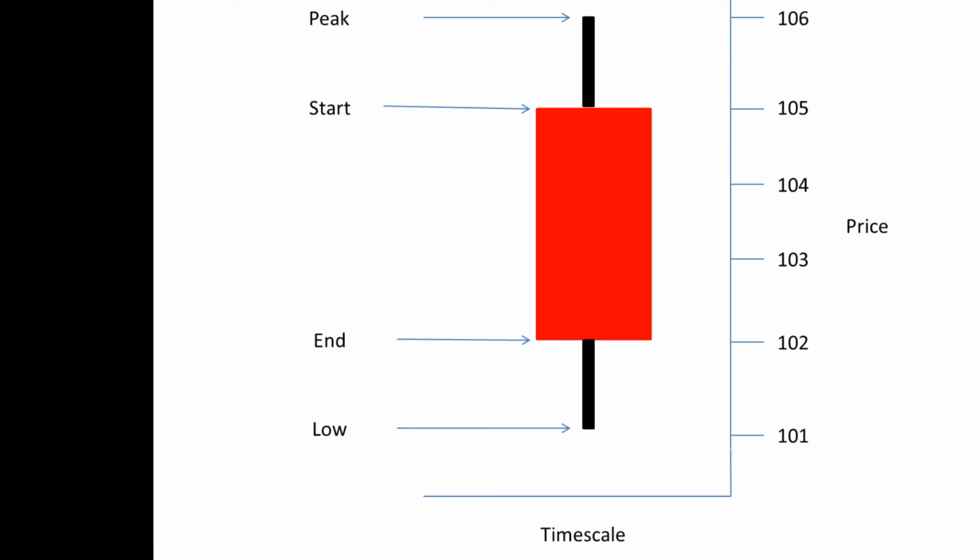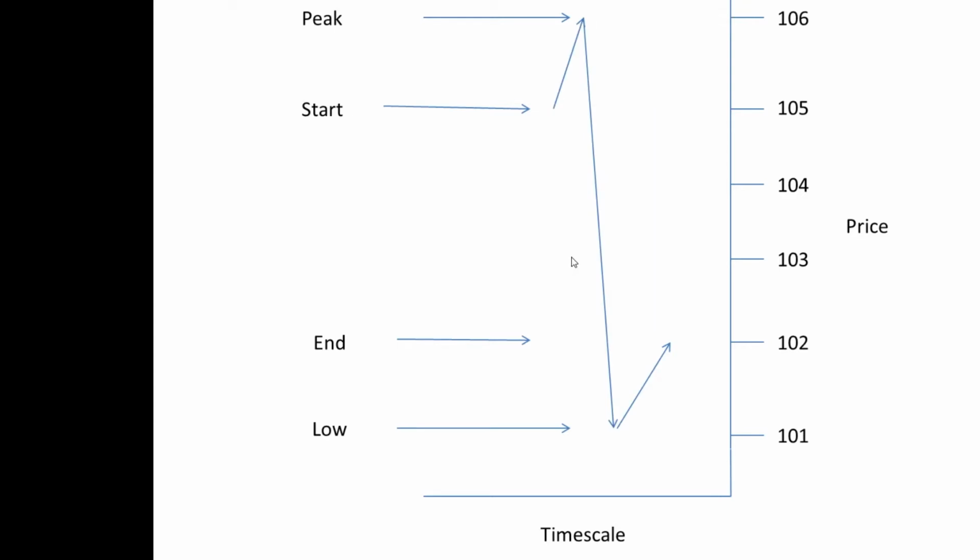Now, let's flip this round to a red bearish candle. Same elements again, but this time we start up at the top here at price 105, and we close at price 102. We have the same highs and the same lows. And just for visualization, here it is with a line chart again. So starting, going up, going down, and then coming up to the end price here.